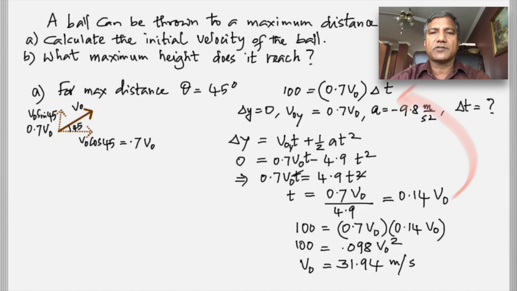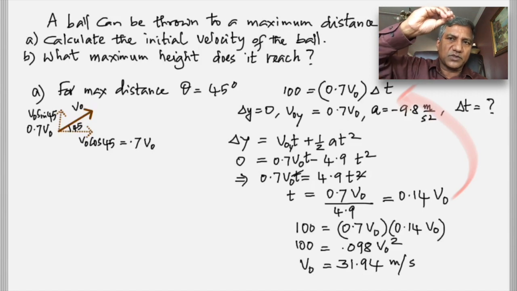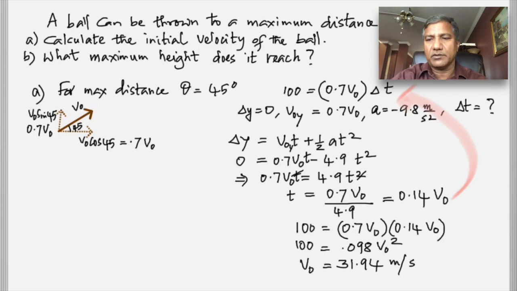Next, we need to find the maximum height. What's the maximum height it reaches? So when you look at the maximum height, you know that the vertical component of the velocity becomes zero at the highest point. So it starts with a certain value, I'm talking about the vertical, and it decreases and becomes zero at the top. So we know that the final vertical velocity at the highest point is zero. That's the important point that you have to remember here.